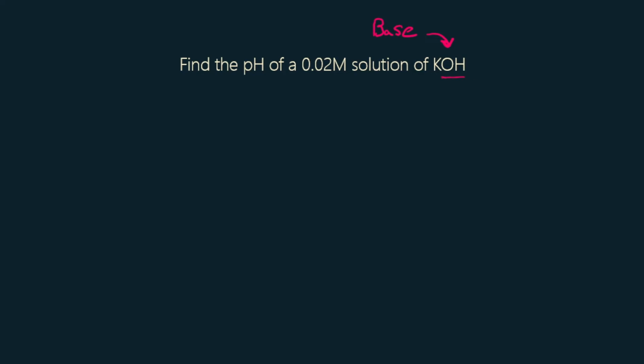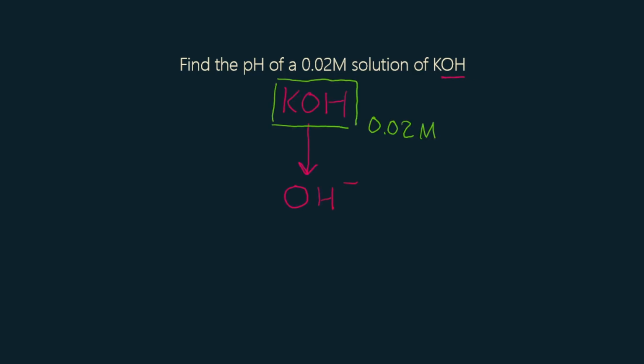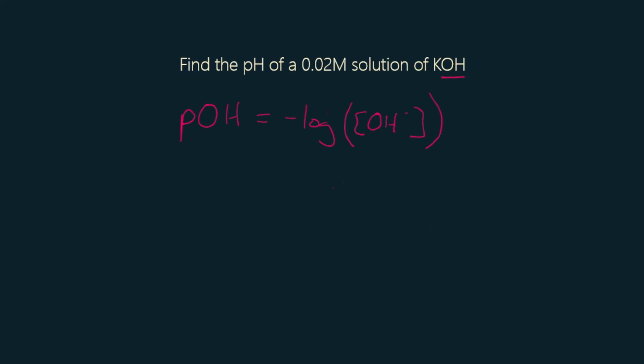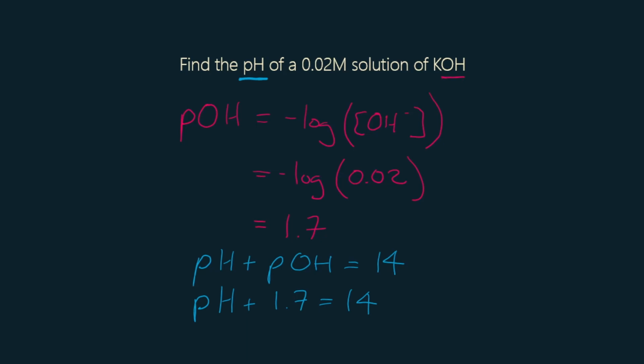So we recognize KOH as one of the strong bases. And we know that with strong bases, if there's 0.02 molar of it, then that's how much OH- we have. Next, we'll plug this into the pOH equation, which gets us our pOH. But the question asks us for pH. So we'll use this equation that we learned from last video, that pH plus pOH equals 14. And after plugging in our pOH, we get our answer.